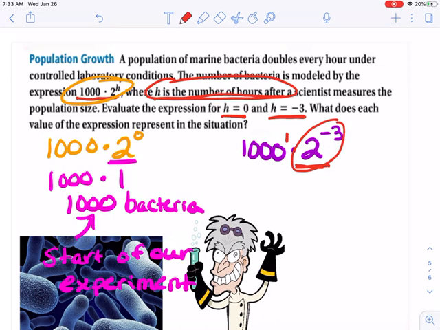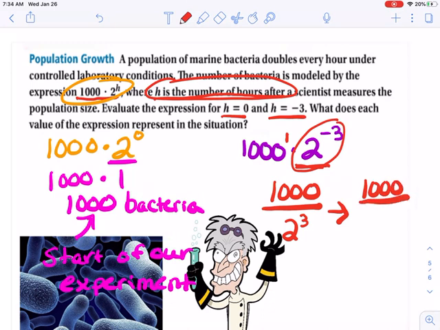The 1,000 gets to stay because that's raised to the 1 power. So we'd have 1,000 over 2 to the -3. Well, that's going to become 2 to the +3 power. It has to become positive, so it has to move downstairs to do so. So then I can go ahead and clean things up. I get 1,000 still in the numerator over 2 to the 3rd. Well, 2 to the 3rd gives me 8. And then 1,000 divided by 8, if you plug that into your calculator, you should get 125. So 125 bacteria.